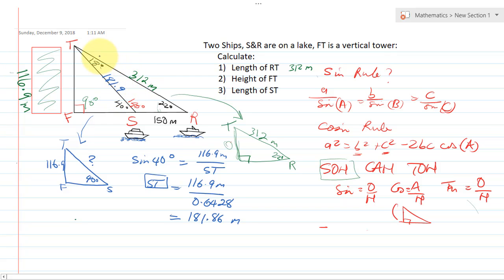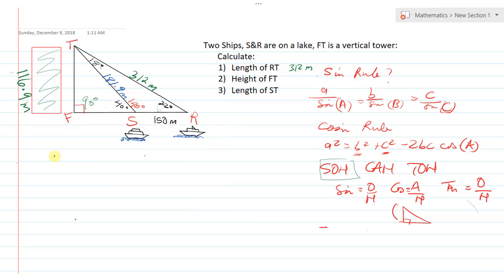It would actually be a shorter length than the 312 that we got, and obviously, because this ship is closer to the building. So whenever you get your answers, you need to make sense out of your answers. Okay? Alright, so some may say, why didn't I use the cosine rule? And the cosine rule is much longer. I could have used the sine rule, like the one I just used, to find what was ST, which would be a faster route.